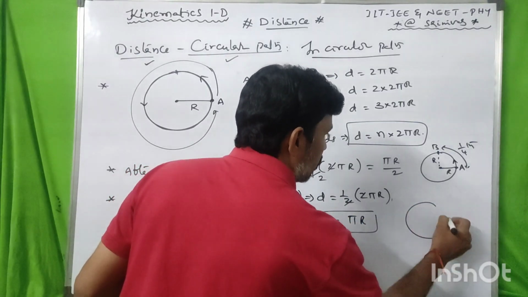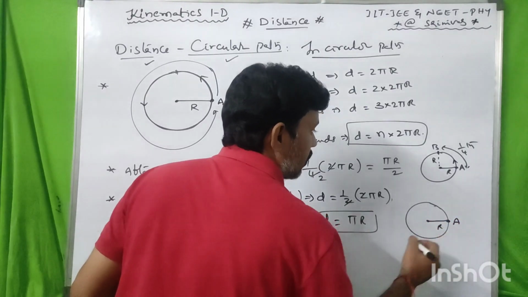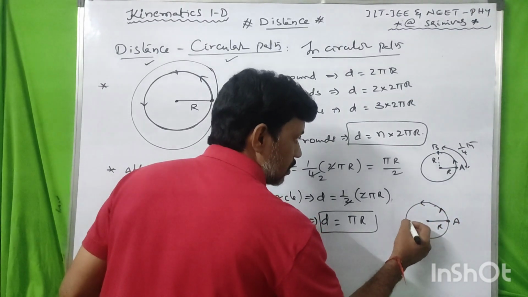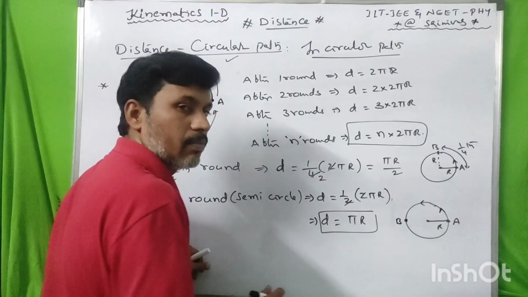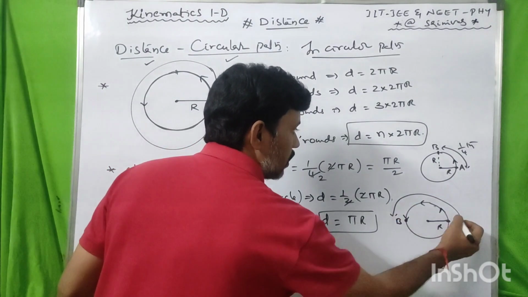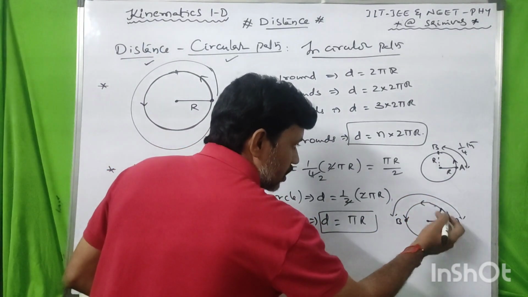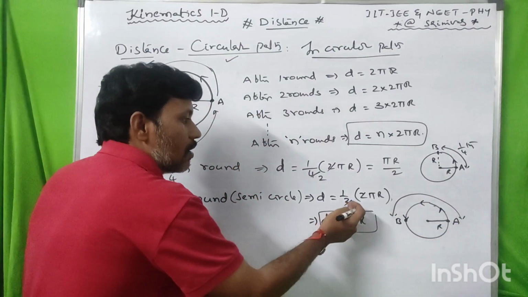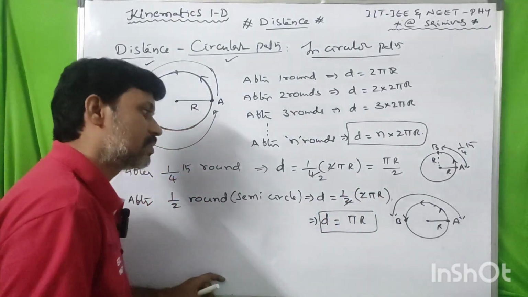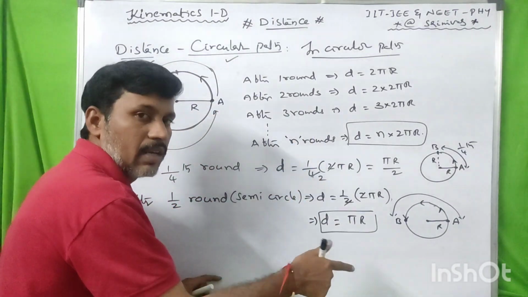So for example, this is the circular path. Particle starts from point A having radius r. Particle starts from A and reaches the opposite end. Let us take it is the B. So from here to here, this is the path length AB. This length is nothing but half of the circumference of the circle. That's why we get pi r. Total 2 pi r and half of it is pi r.